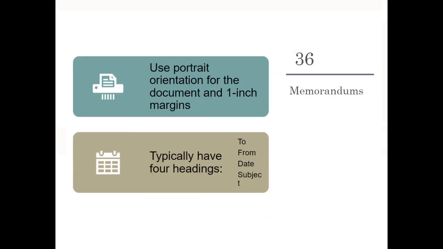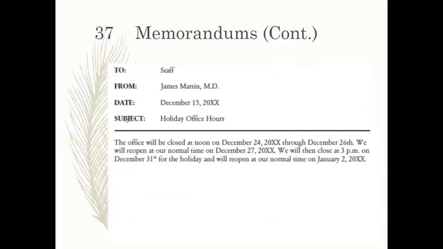Memorandums. Use portrait orientation for the document and 1-inch margins. Typically, they have 4 headings: to, from, date, and subject. So that's if you're going to send a memo. So to, from, date, and the subject, and then it's going to give you what it's about. The office will be closed at noon on December 24th for Christmas Eve. So that's what an inter-office memo would look like. And we would probably just send an email, but again, you would put who it's to and then what it's about.